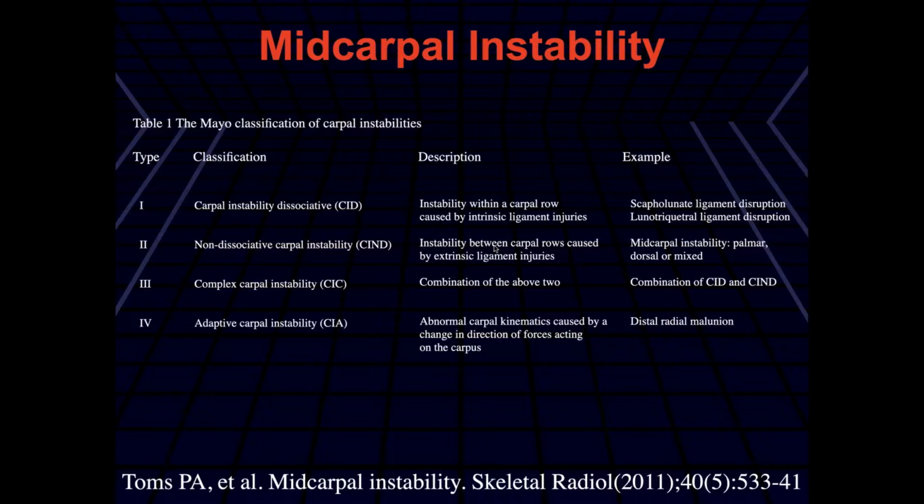Another way to classify instabilities is to look at mid-carpal instabilities, where you have carpal instability dissociative, or CID, and that's instability within a carpal row caused by intrinsic ligament injuries, such as scapholunate ligament or lunar-triquetral ligament injuries. And then the non-dissociative, which is the extrinsic ligaments. Complex carpal instability would be a combination of these. And then there's an adaptive carpal instability, which is really not seen when you're stationary, but with kinematics, abnormal kinematics.